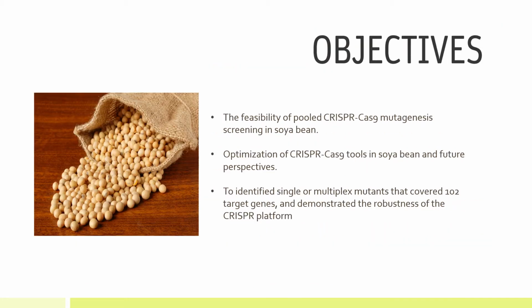The objectives of the video are: first, the feasibility of pooled CRISPR-Cas9 mutagenesis screening in soybean. Second, optimization of CRISPR-Cas9 tools in soybean and future perspectives. Finally, to identify single or multiplex mutants that covered 102 target genes and demonstrate the robustness of the CRISPR platform.